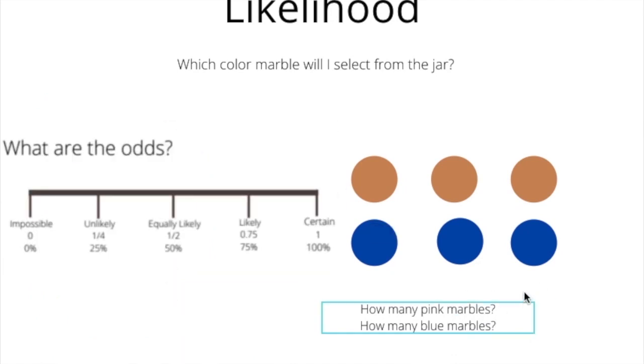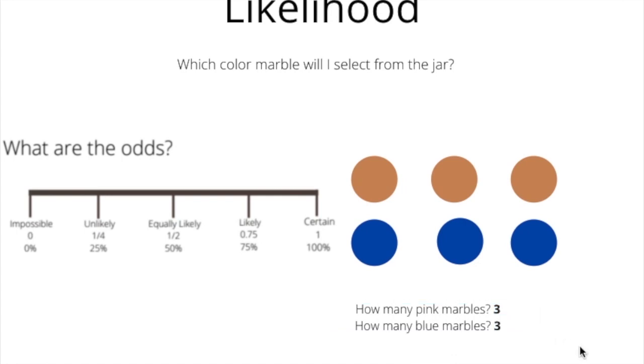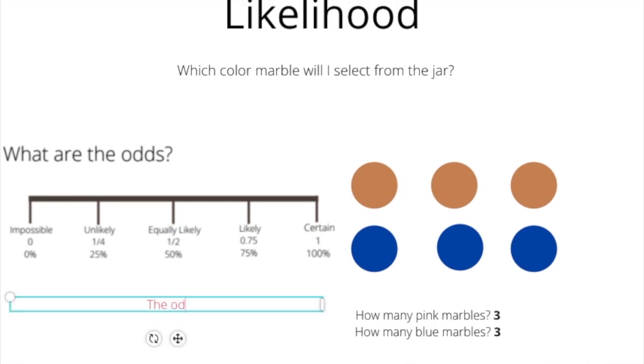And as we can see from this chart, equally likely lands right in the middle where you have half of your marbles of one color and half of your marbles of another color. So the odds of picking out a pink marble and a blue marble are equally likely.